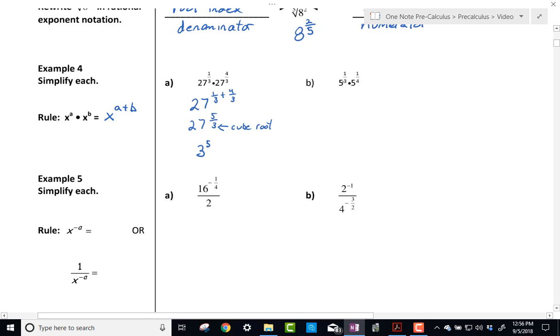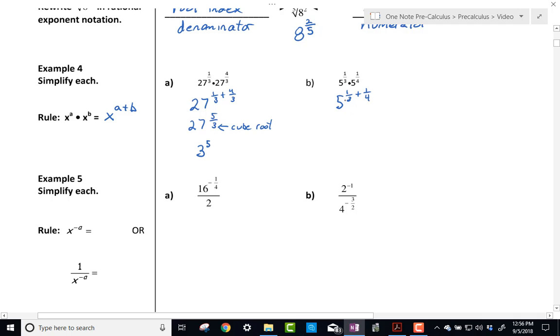Letter B, 5 to the 1/3 times 5 to the 1/4. Now again, this is a prime example. This is the cube root of 5 times the 4th root of 5. That's a no-no the way those are written right there. I can't do anything with that. However, if I keep them as exponents, 5 to the 1/3 and 5 to the 1/4, then I can do something. I can do 5 to the 1/3 plus 1/4.